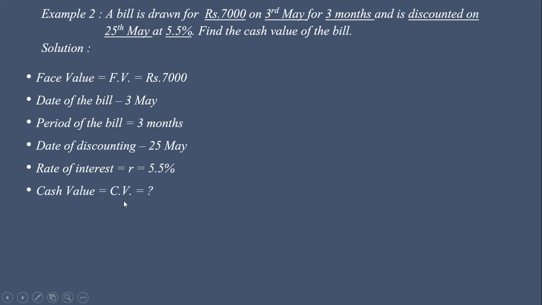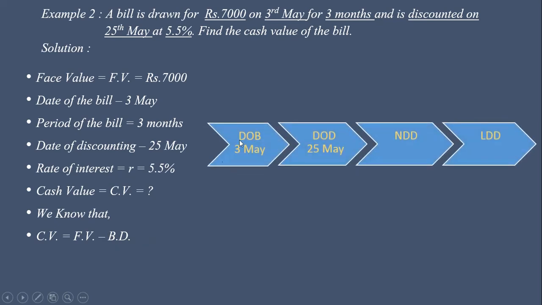Now we know one relation for cash value. Cash value is equal to face value minus banker's discount. Now face value is given, rupees 7,000. Banker's discount. So to find cash value, first we have to find this banker's discount. Now consider these given things. Date of bill is given, 3rd May. Now date of discounting is 25th May. Now for calculating banker's discount, we require the period from date of discounting to legal due date.